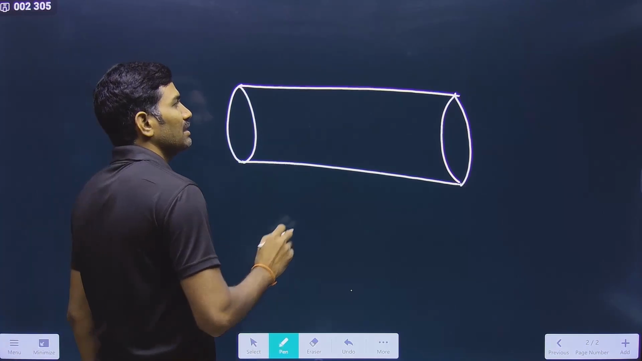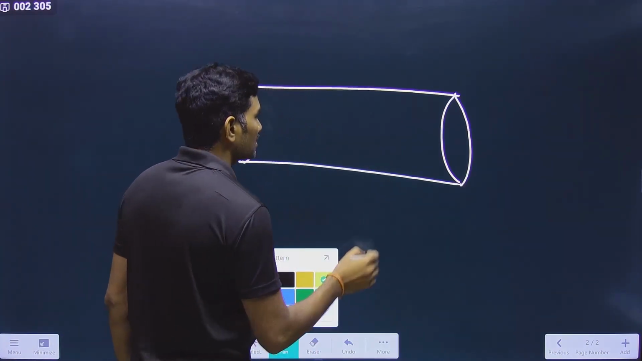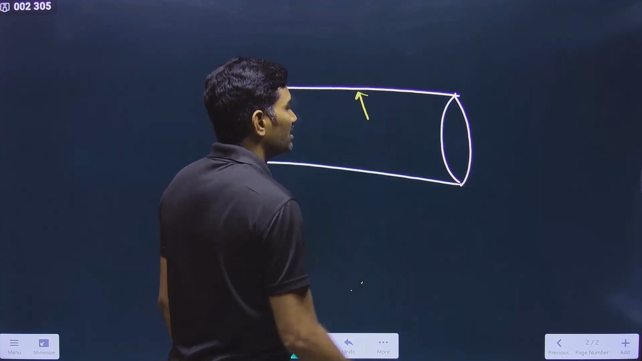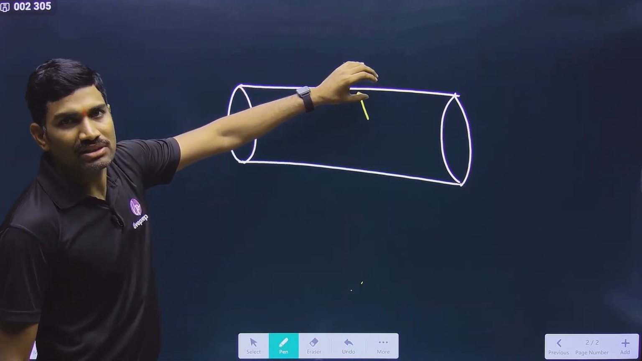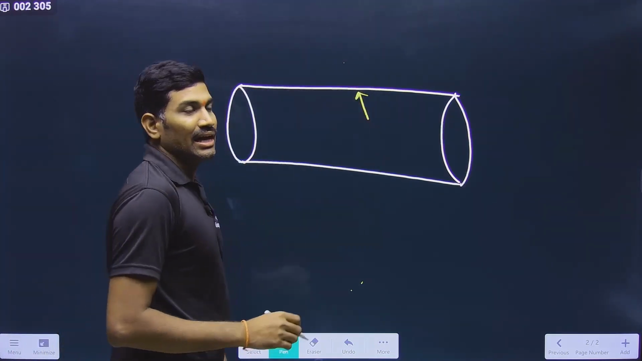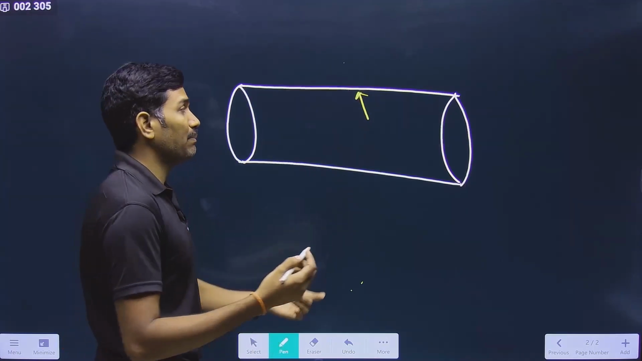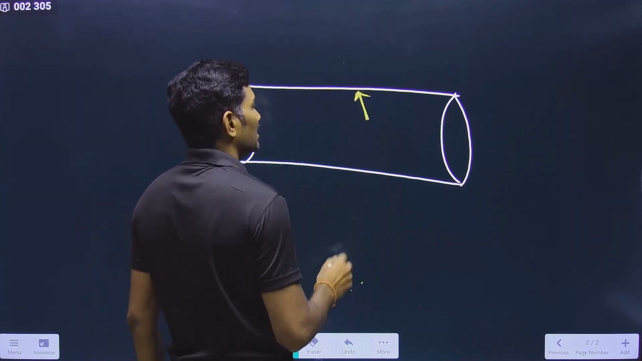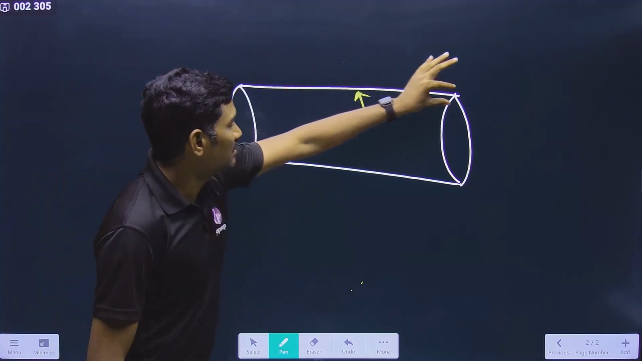Now please remember, sometimes the damage may occur from inside. That means the wall of the blood vessel has some thickness, right? And the damage of this particular blood vessel sometimes may happen from inside. That means from the inside of the blood vessel.